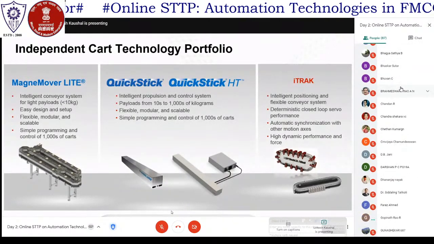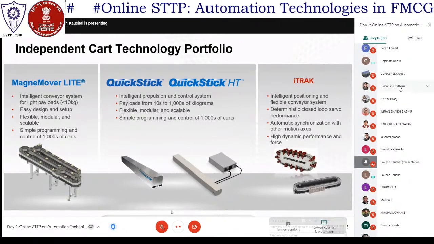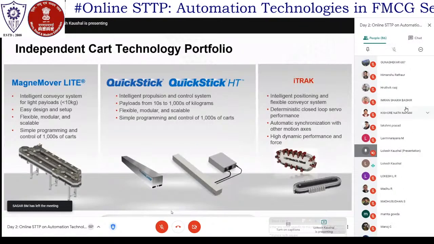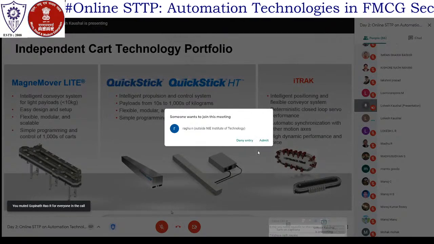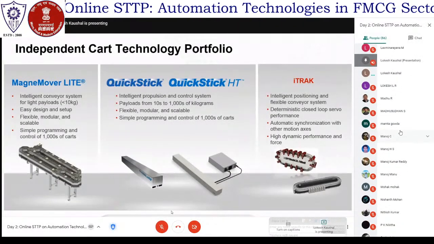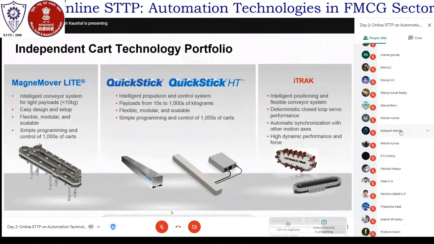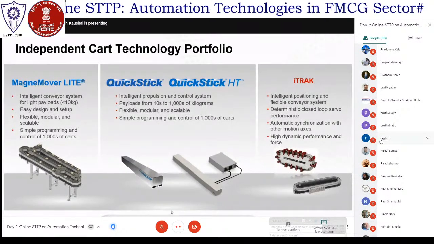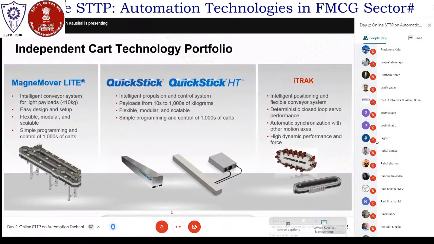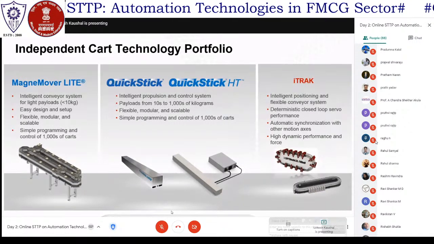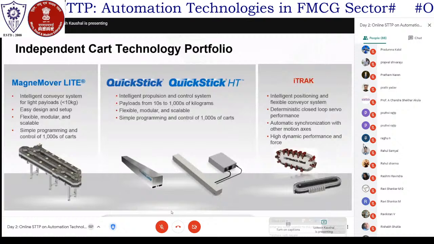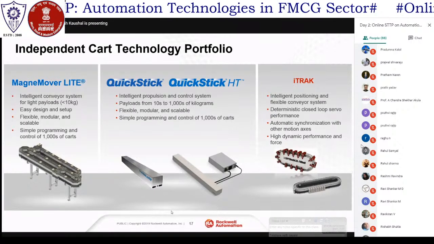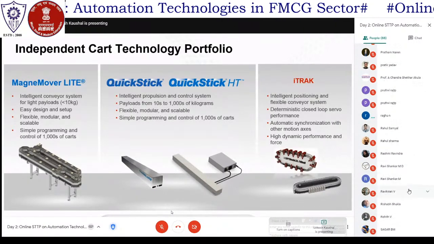And Magnum Over Light comes in the form of modular components that you can purchase and put together to make a flexible conveying solution, utilizing movement from machines to machines or within the machines itself in a modular format. Right? Quick Stick can go up to load handling of thousands of kgs. Thus, it means larger motors, larger drive solution units, and larger movers as well. Right? iTrack is the highest accuracy system that we have today, and it provides automatic synchronization with motion axis and is a very highly dynamic product in itself.